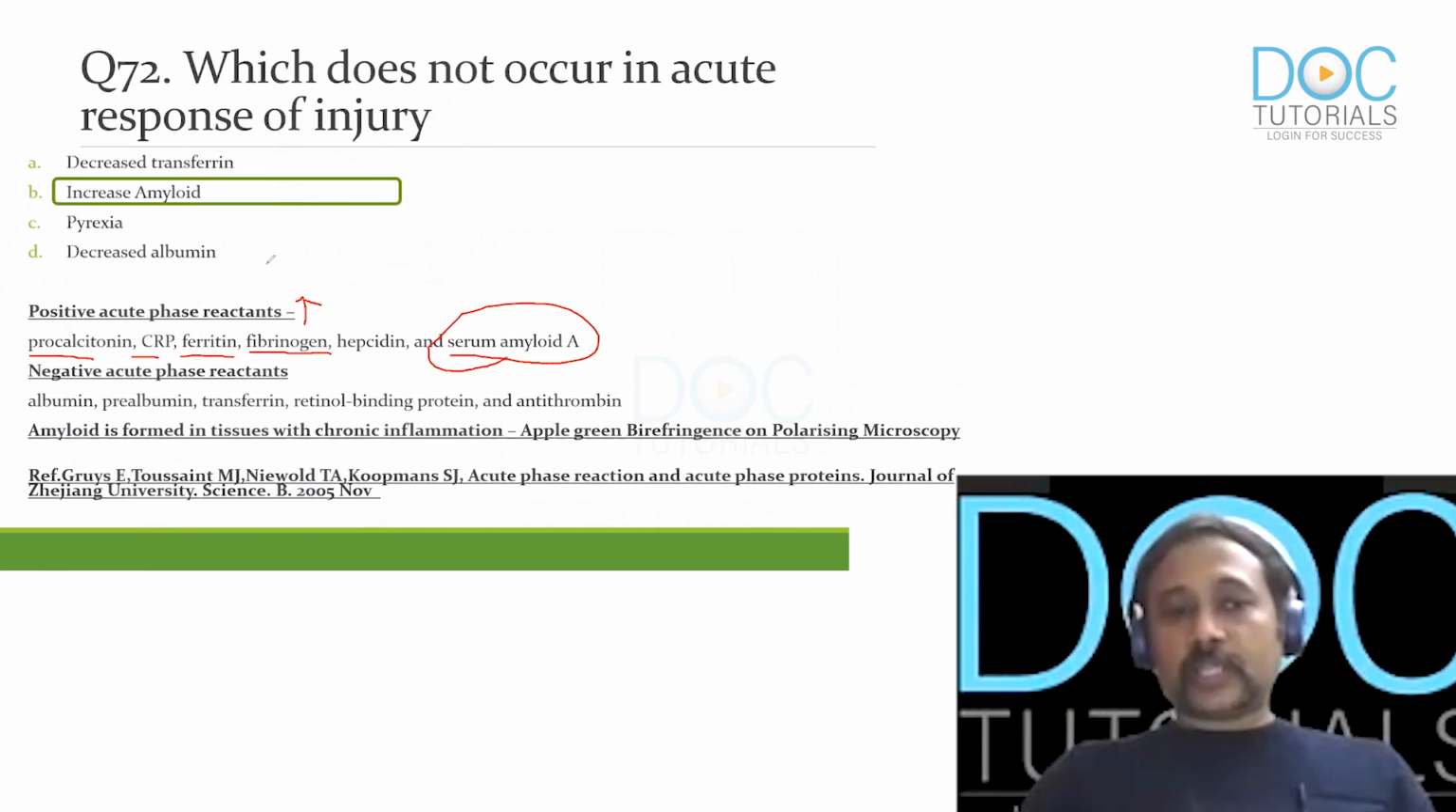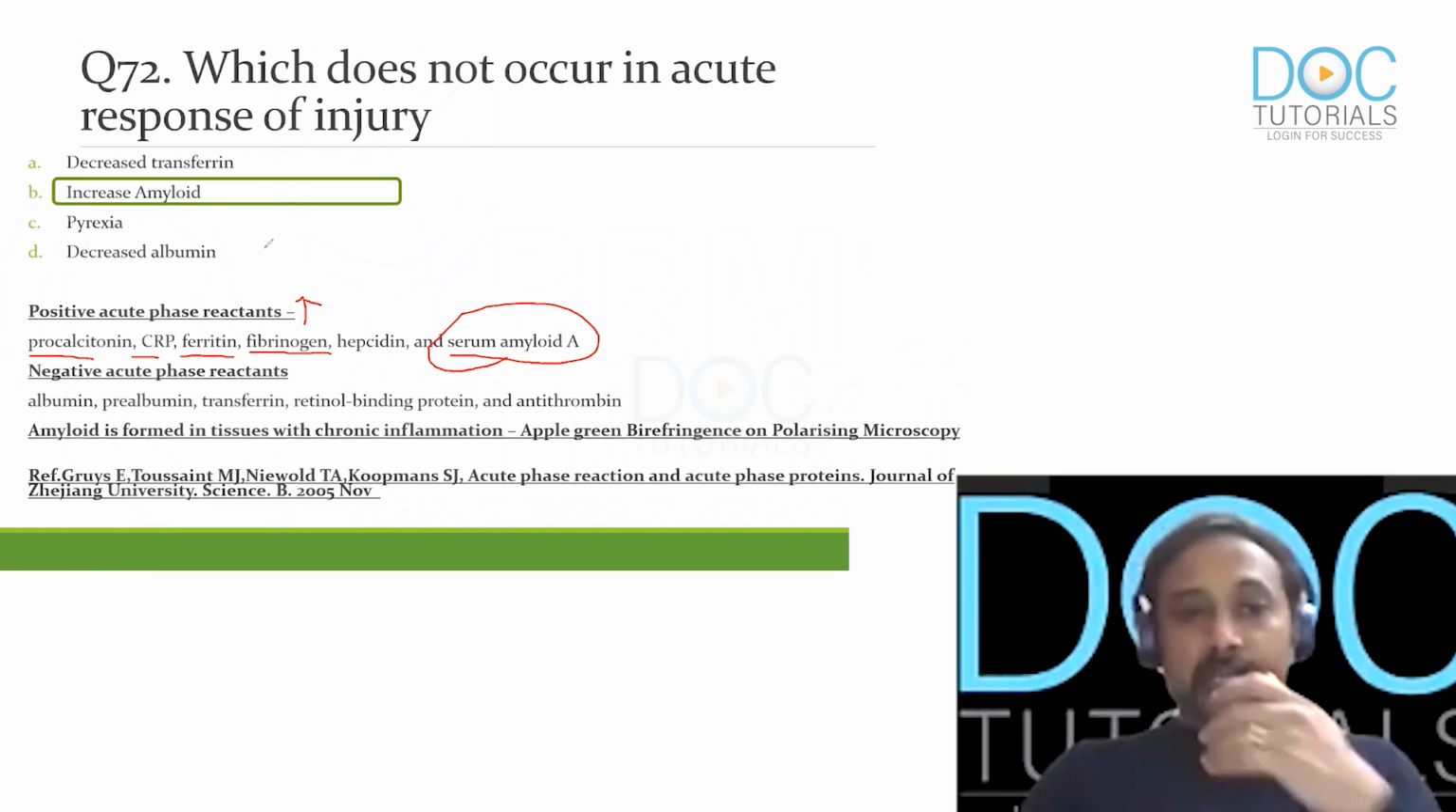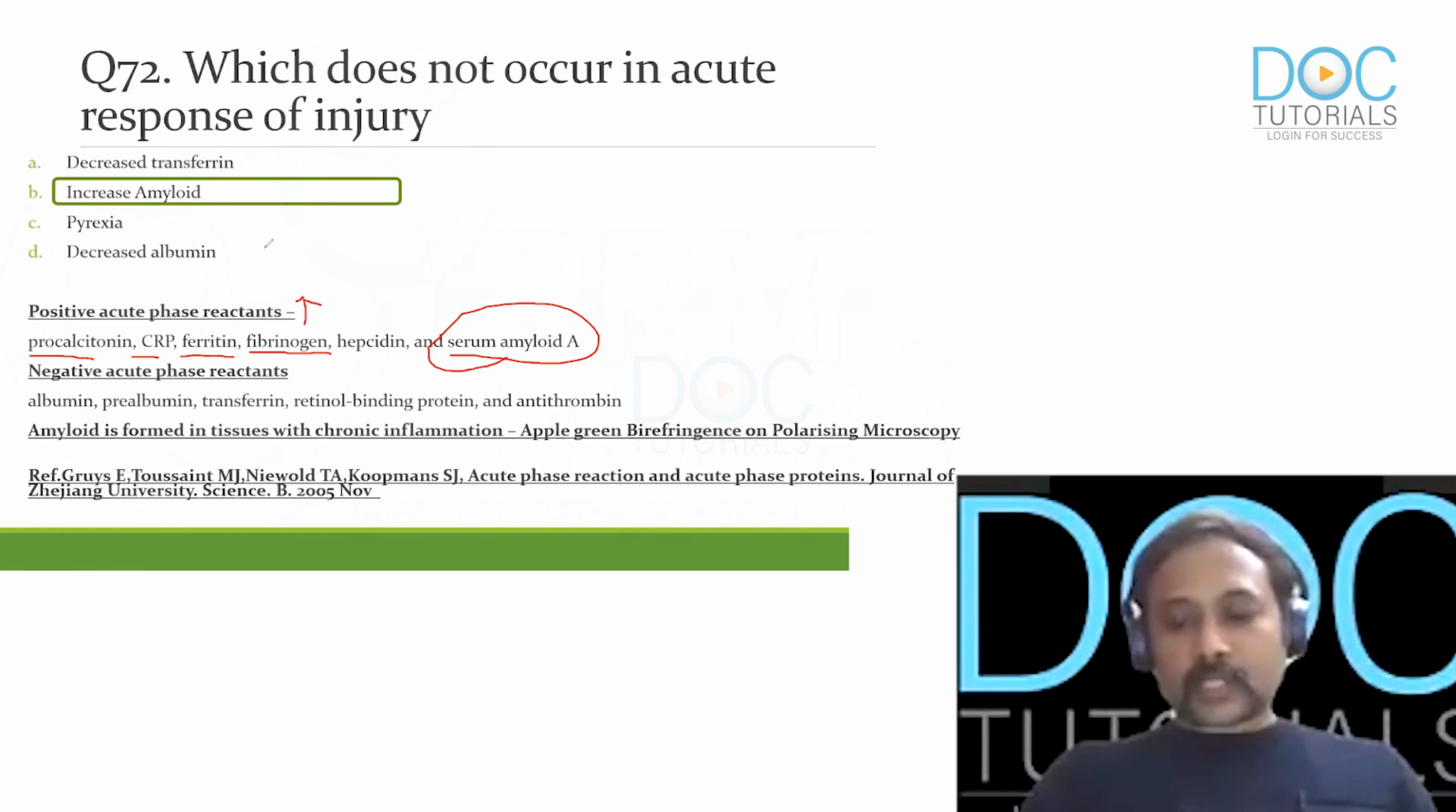This is where the controversy comes in. Was it the question that came as increase in serum amyloid A, or was it something that was mentioned as amyloid alone? So that is one question that we have to have in mind. I don't know, because I have not obviously gone to the exam, but then you guys will have to figure it out. That's why I thought I'll put up what are the ones which are increased and decreased.